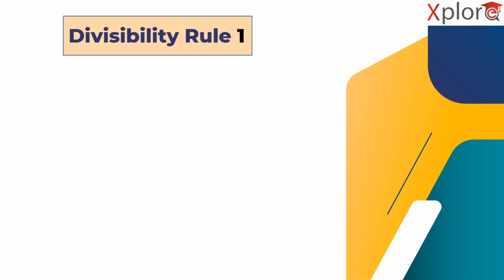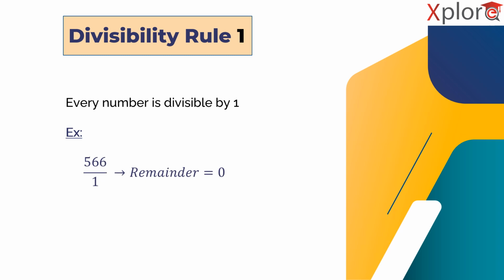Now let's learn divisibility rules. Divisibility rule 1. Every number is divisible by 1, and that's the divisibility rule of 1. Let's see an example. 566 when divided by 1, we get remainder as 0 and the quotient is 566. So here we got the remainder as 0. So we can tell that 566 is exactly divisible by 1. So every number can be divisible by 1.